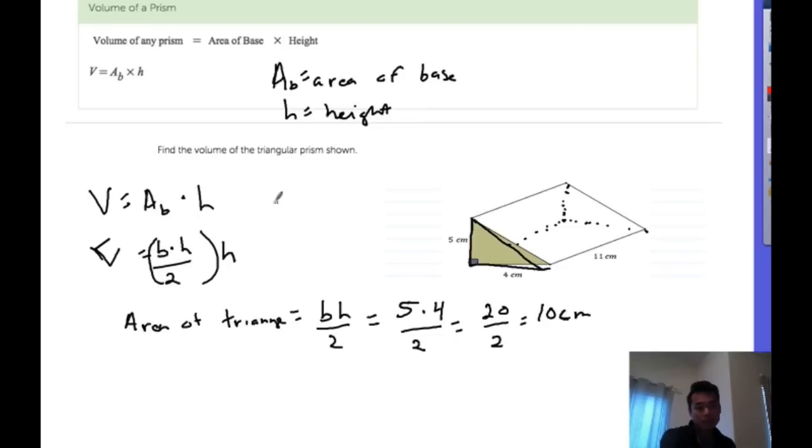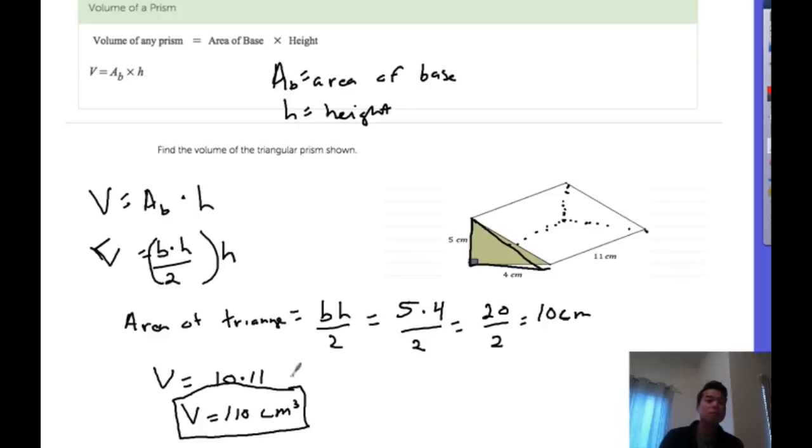And then now I go back and go, okay, so the volume is going to be 10 times how tall it is, which is 11. Okay, and my volume is going to be 110 centimeters cubed. And there's my answer.